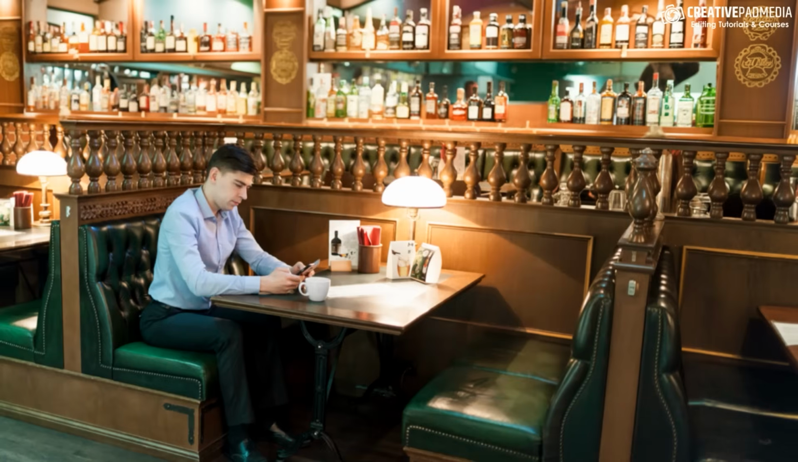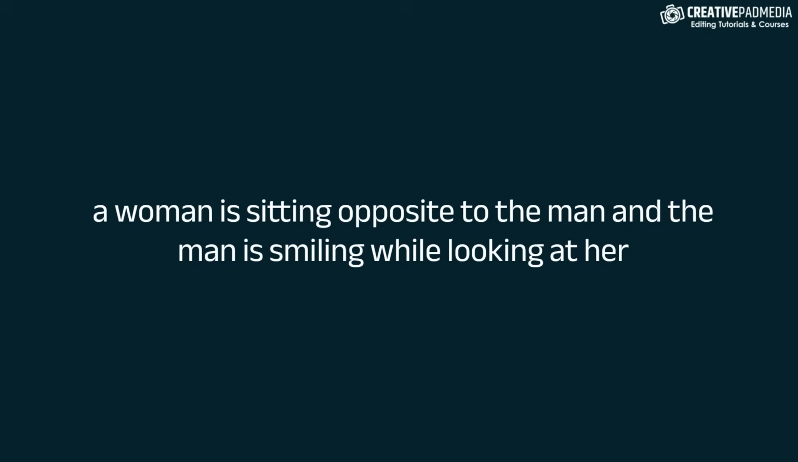The next example was a challenging one, even for the likes of Nano Banana and Kling, as you're going to see. So we had this as the base image, and ultimately I wanted a woman to walk in and sit opposite to him. So the prompt was simple: a woman is sitting opposite to the man, and the man is smiling while looking at her.